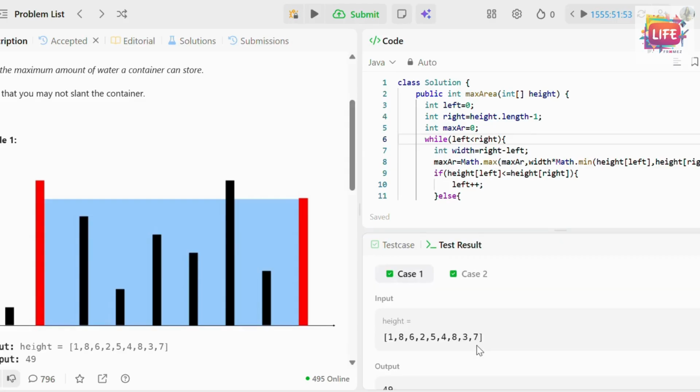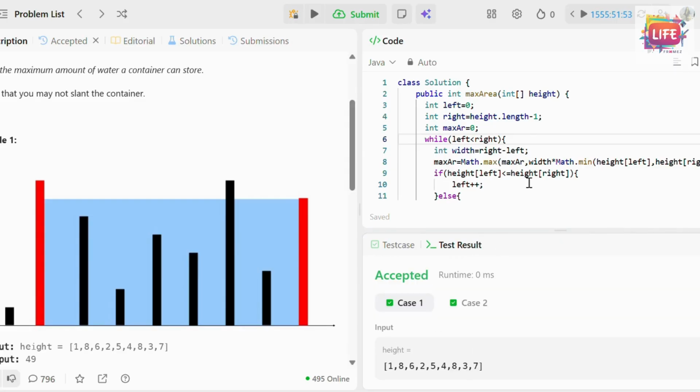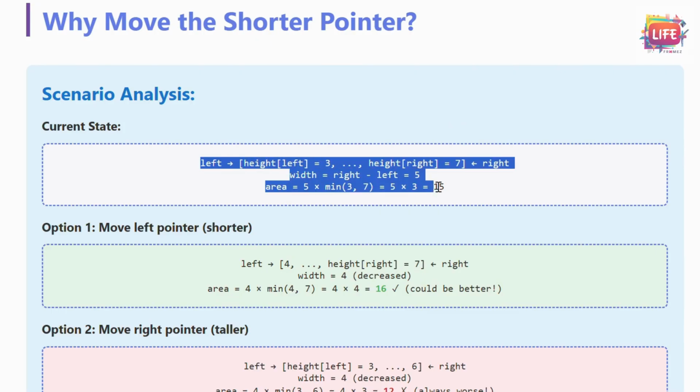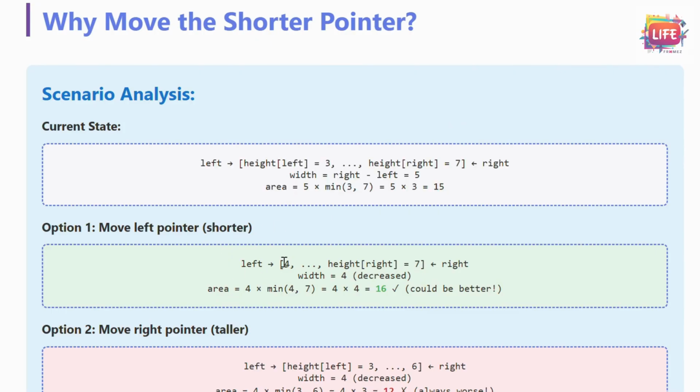Yes, so it worked, and so this is the solution. Now, why have we used the shorter pointer? Let's see the current state. When we have moved the shorter pointer, we have increased the area, right? Here we are pointing to the 7 and 3. In this case our area will be 15, and we are moving 3 to 4, because this was shorter, so we moved forward.